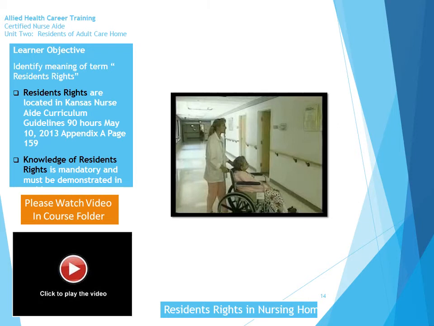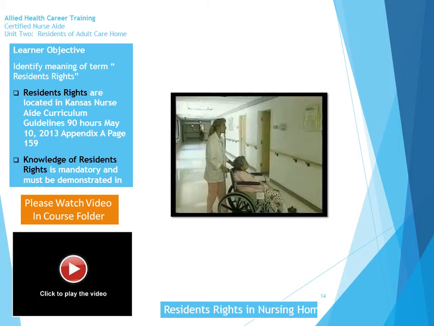The right to make care decisions. So the resident is heavily involved in the plan of care, and they also have the right to choose their physician, to refuse treatment, to refuse to participate in experimental research, and so on and so forth. They also have the right to privacy, confidentiality, and dignity. We will talk about privacy and confidentiality as well, coming up in just a little bit. They have the right to address grievances. If they have a problem with the way their care is being given, they absolutely have the right to address that.